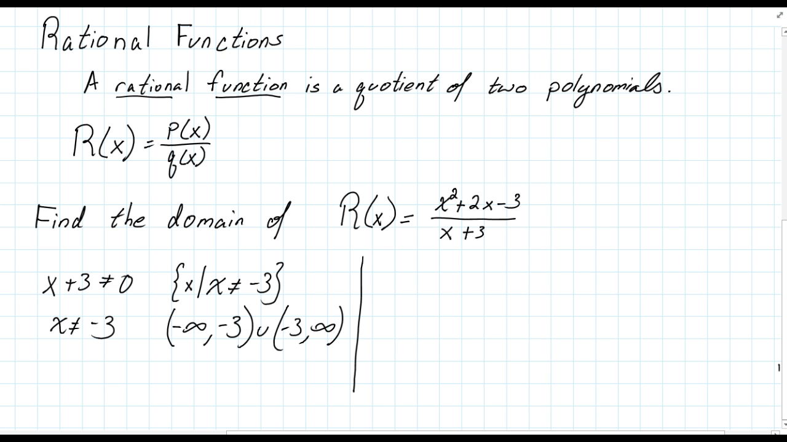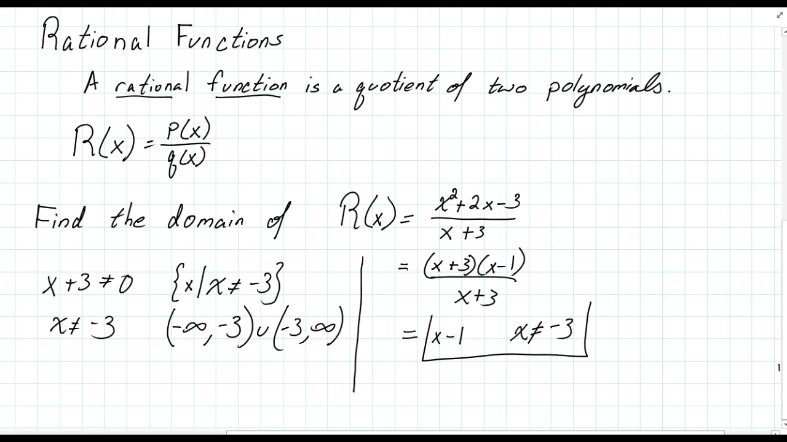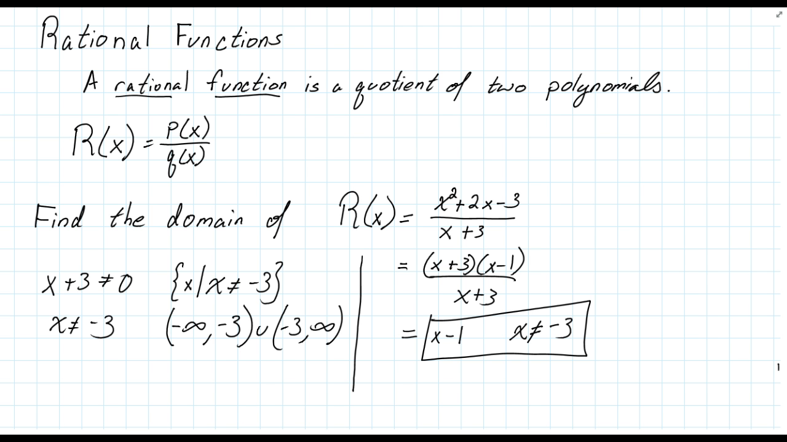Now if we had paid attention to the numerator, we would see that it factors into x plus 3, x minus 1. And you may want to go ahead and cancel. But if you cancel, you have to remember to eliminate the case when x equals negative 3. So we have to restrict the domain here. Our rational function is not the same as x minus 1 because the domains are different. And for two functions to be the same, they have to have the same domain as well.